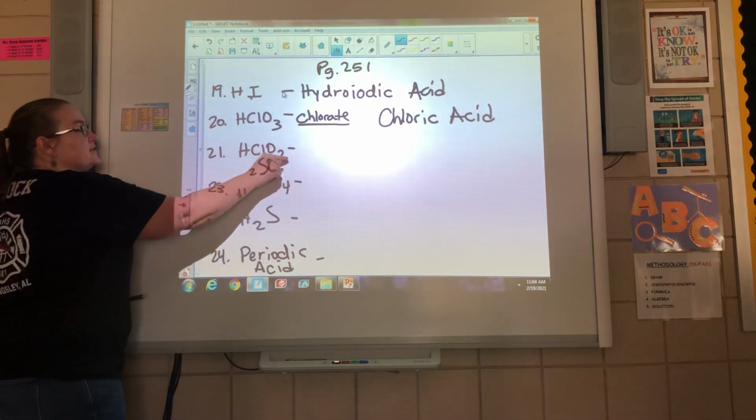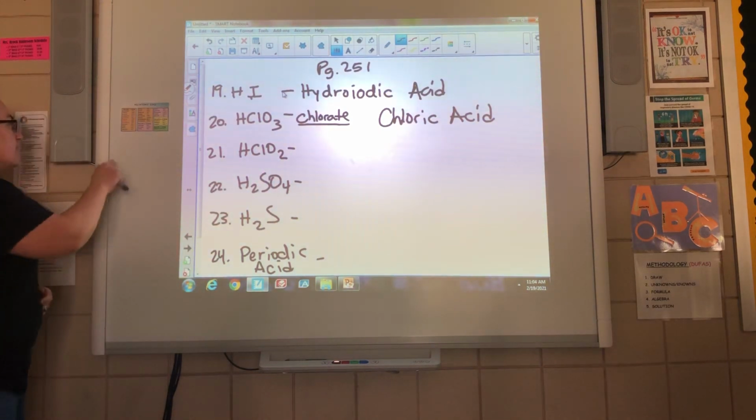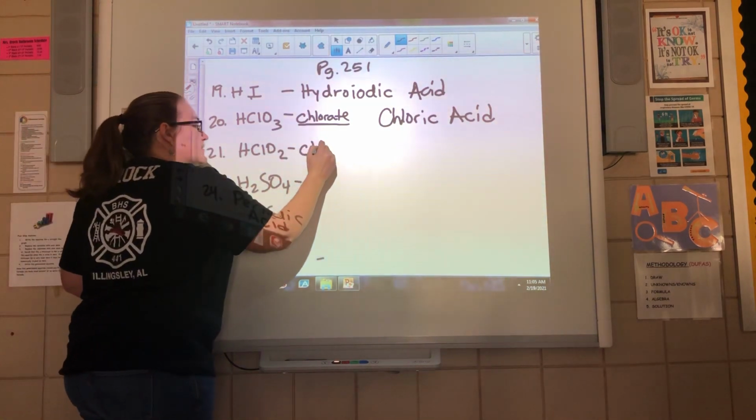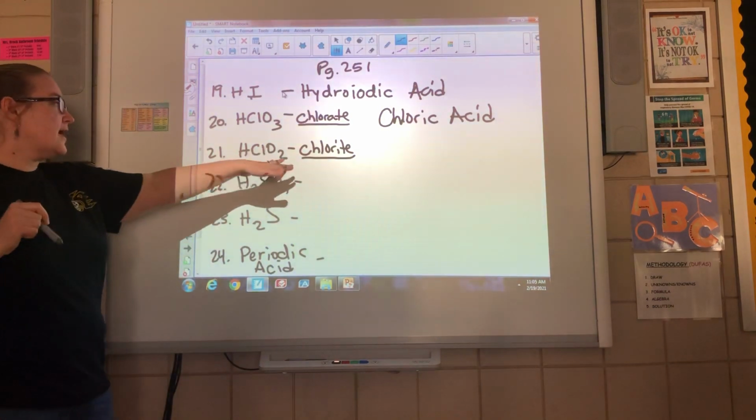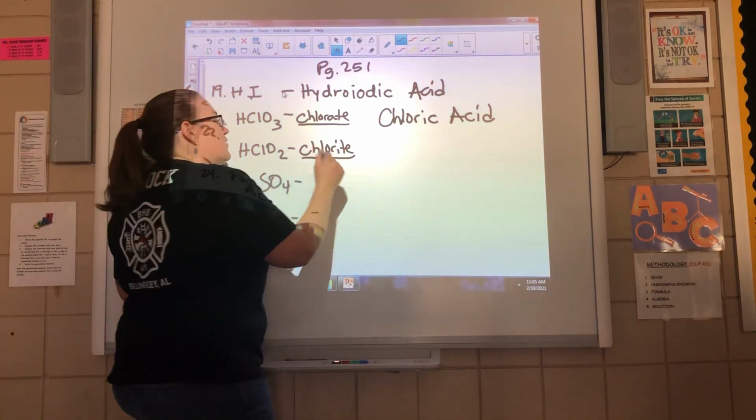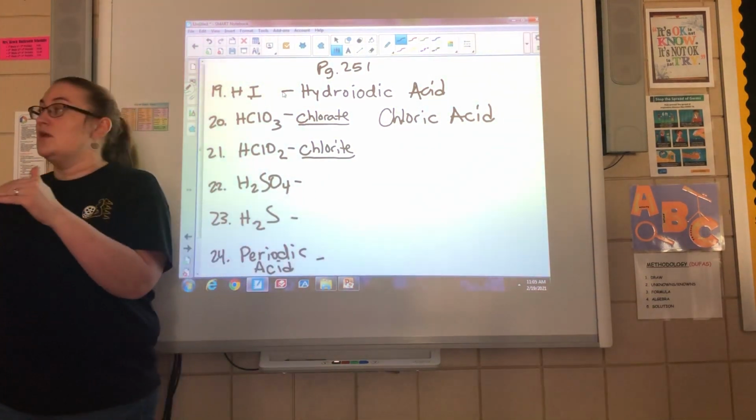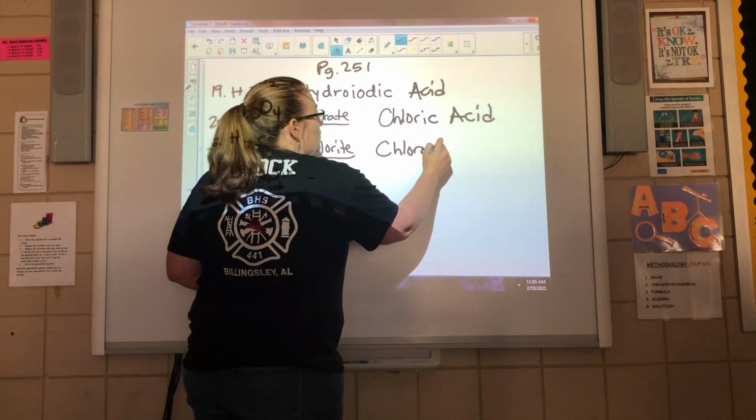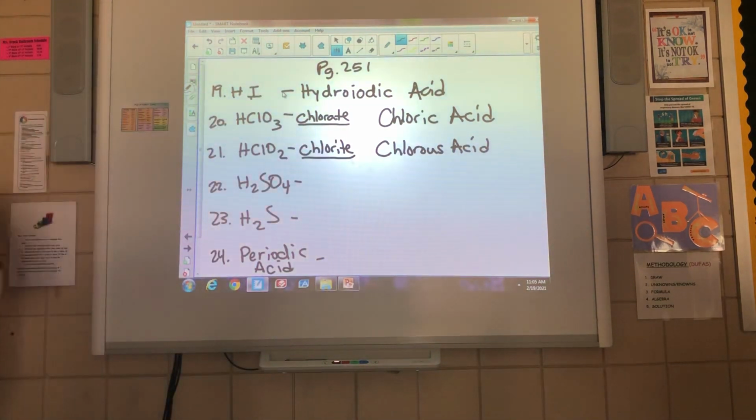Okay? So I'm going to look at ClO2. I know I've got this H here, but I want to look at ClO2. If I look at that in my chart, I find that that is chlorite. So what does it say I need to change the suffix ITE to? OUS. And so now I'm going to name my acid chlorous acid. So I changed that ITE ending to an OUS.